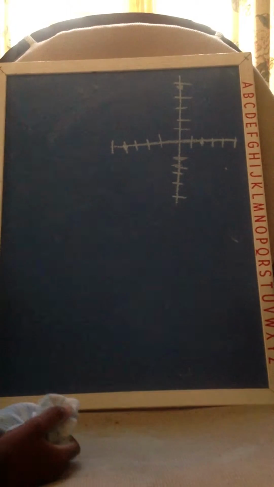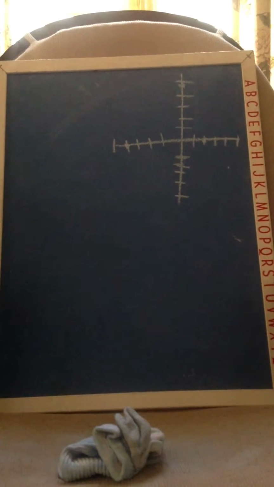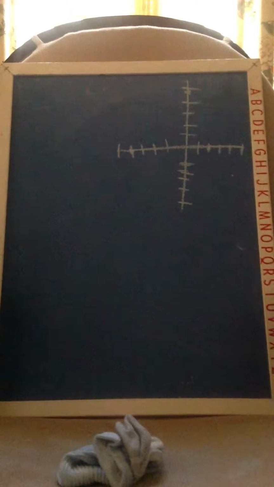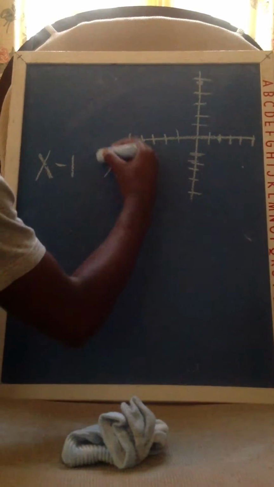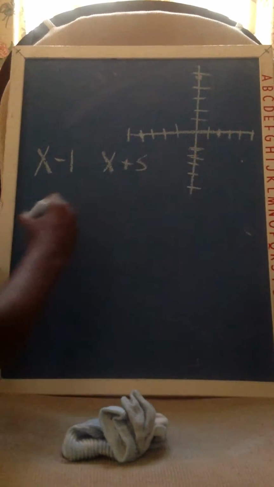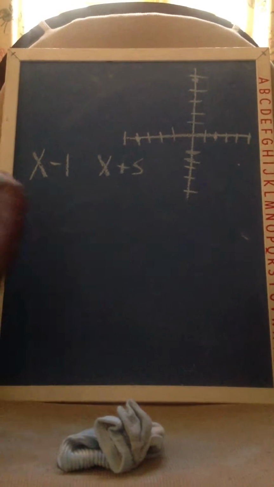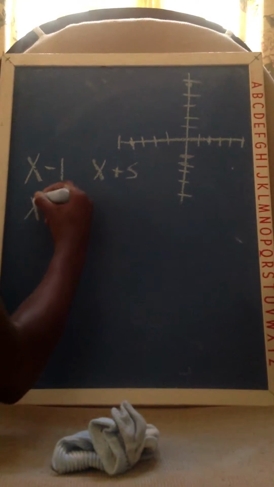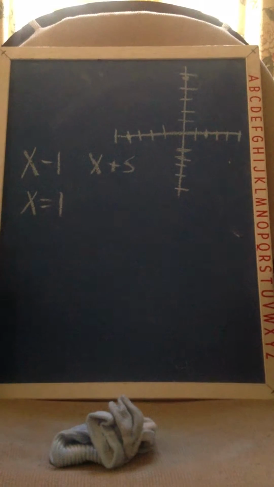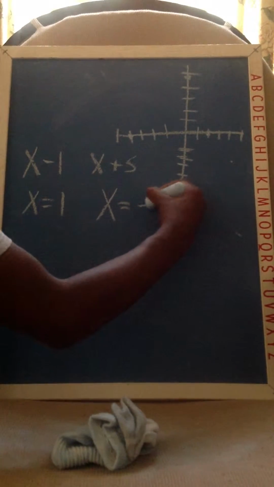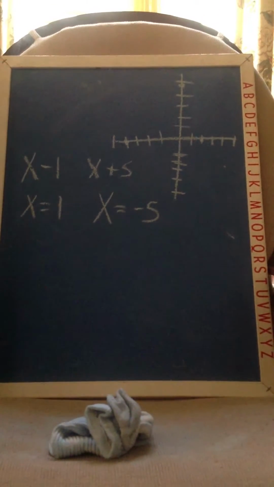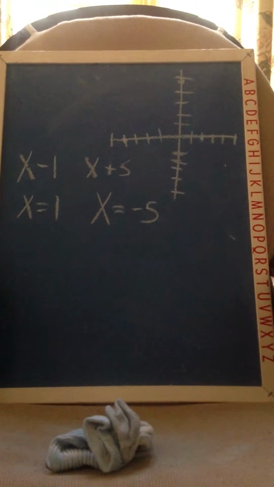So now all we have to do is find the vertical asymptote and the horizontal asymptote. To find the vertical asymptote, you set the denominator equal to 0. So the denominator would be x minus 1 and x plus 5. When x minus 1 equals 0, x is equal to 1. When x plus 5 equals 0, x is equal to negative 5. So these will be your vertical asymptotes.